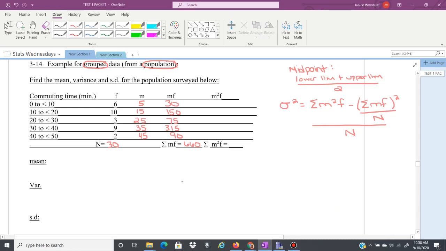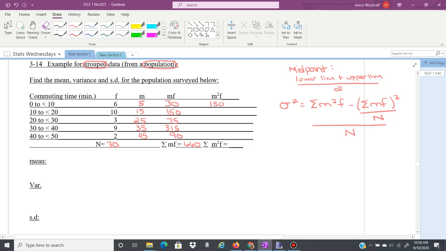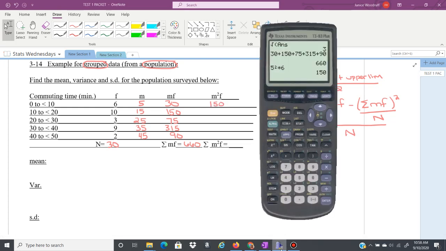Okay, the next thing we need is m squared f. So you could do m squared. You can make a separate column for that if you wanted. Typically what I do is I just go like this. So I've got 5 squared times 6. Okay, so m squared times f. And just going to do it like that. So that gives me 150. And then you've got 15 squared times 10. That'll be 2250.